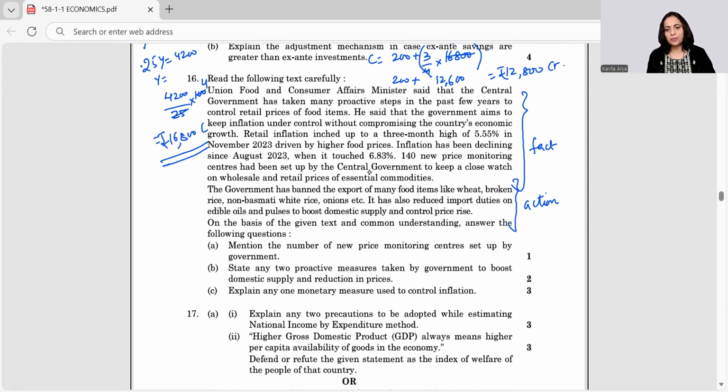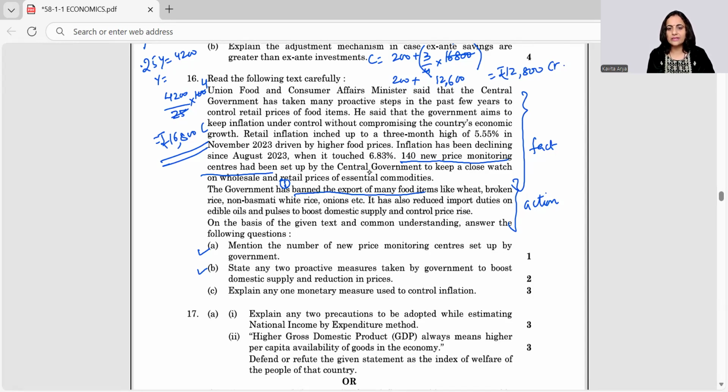Mention the number of new price monitoring centers. It's a simple comprehension term and it's clearly given here. 140 new price monitoring centers have been set up. So you get to have one easy mark here. Then, state any two proactive measures taken by the government to boost domestic supply and reduction in prices. And yes, it is clearly mentioned in the second paragraph that they banned the export of many food items, right? So this is our first strategy, the government strategy.